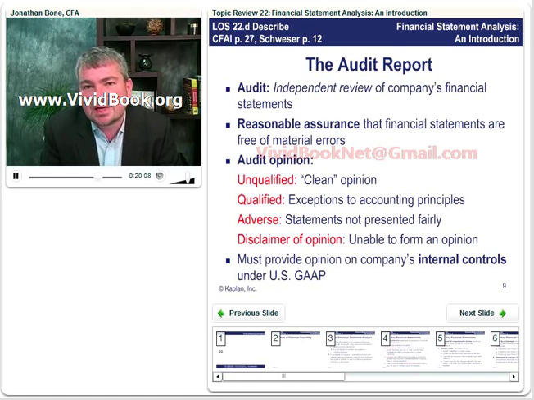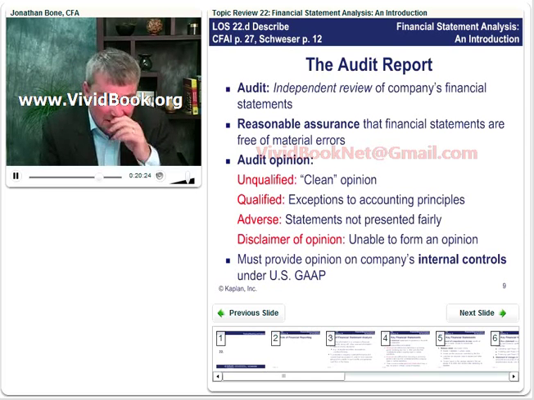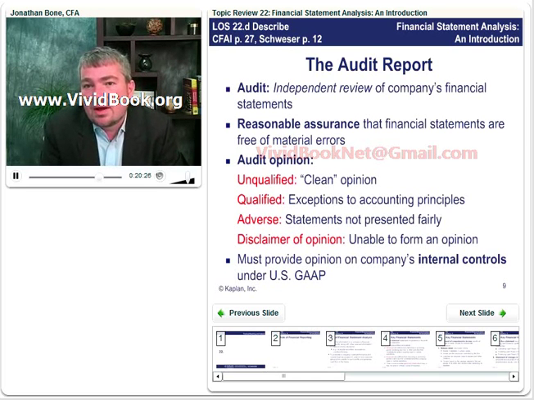in the financial statements. Notice under US GAAP as well, but not under IFRS, the audit report also needs to provide an opinion on the company's internal controls, and this is part of Sarbanes-Oxley in the US. What are internal controls? Well, these are the controls operating over the company that are designed to minimize the risk of fraud.